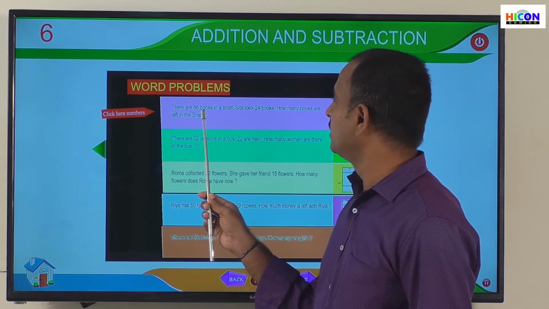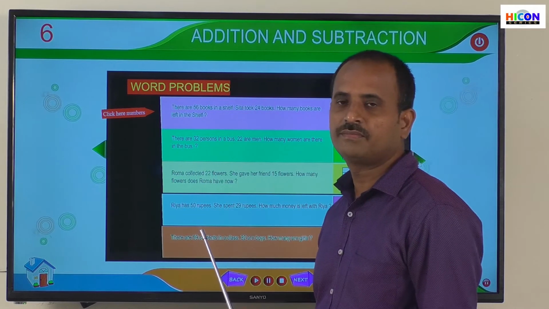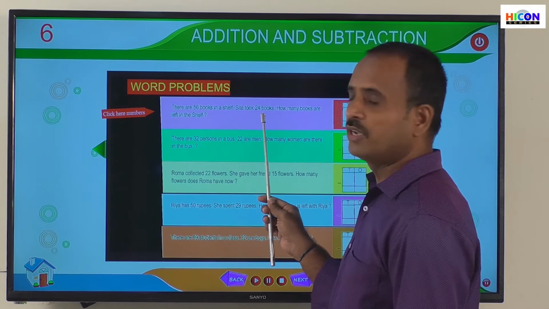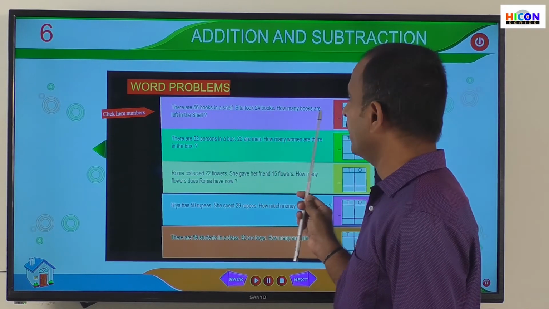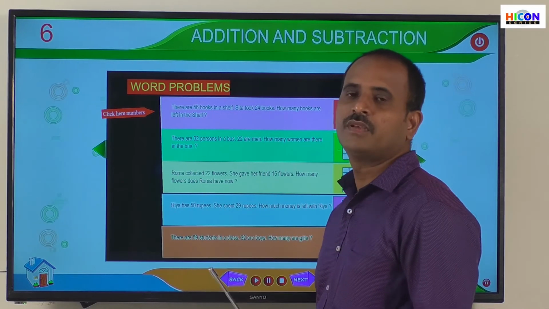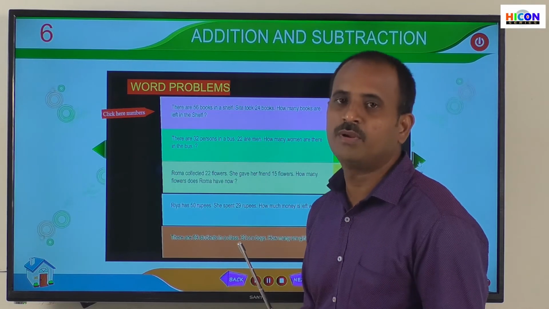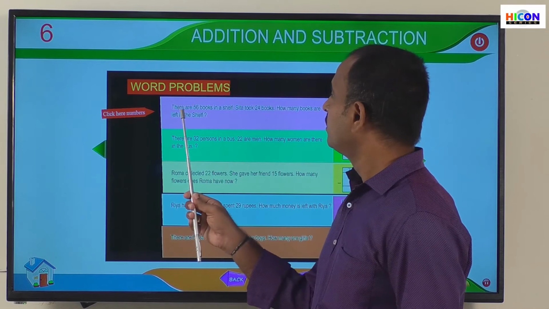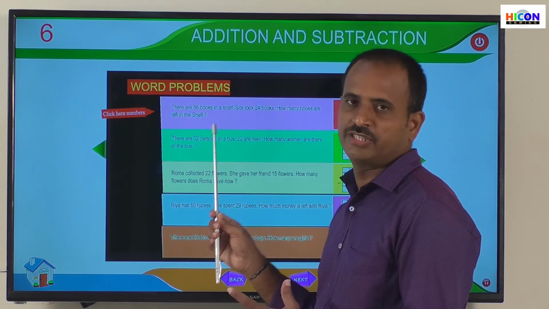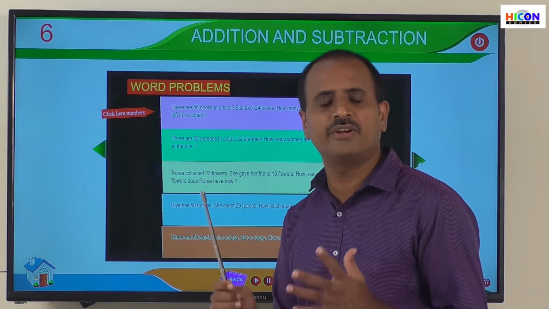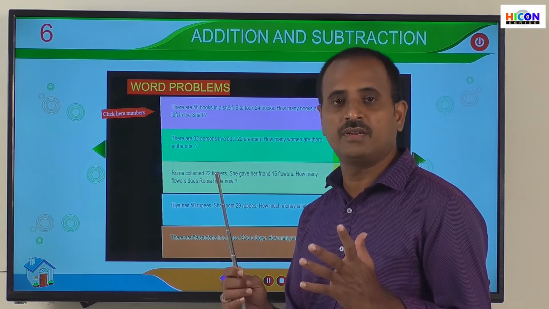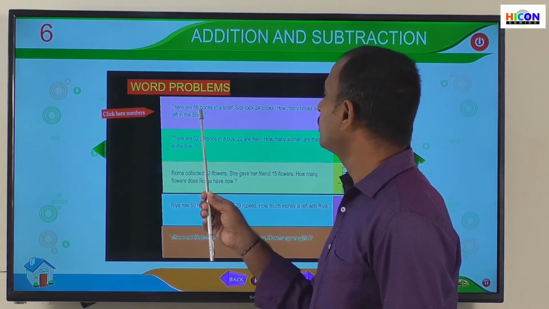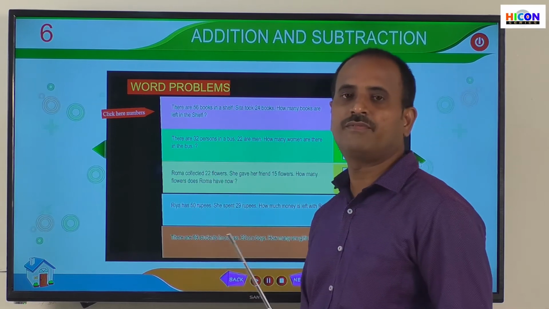There are 56 books in a shelf. Sita took 24 books. How many books are left in the shelf? Children, read the problem until you understand. Read the problem again. There are 56 books in a shelf. How many books are there total in a shelf? There are total 56 books in a shelf.